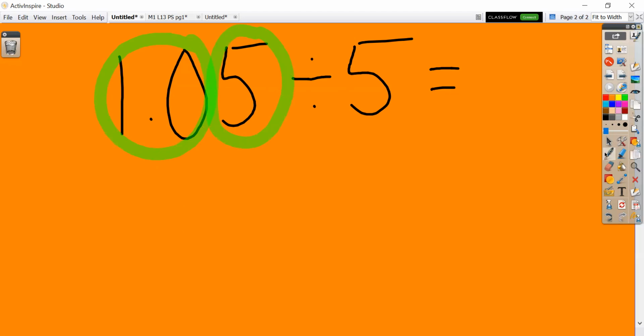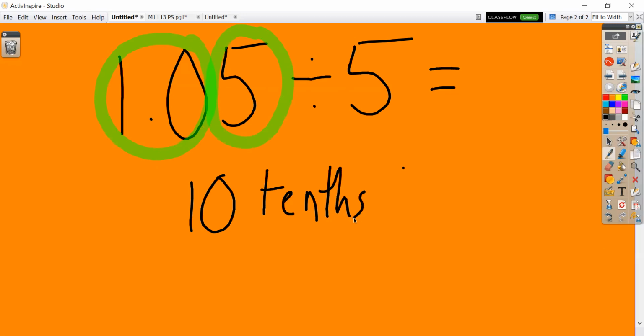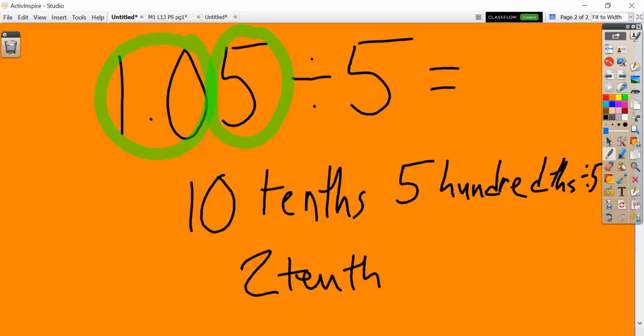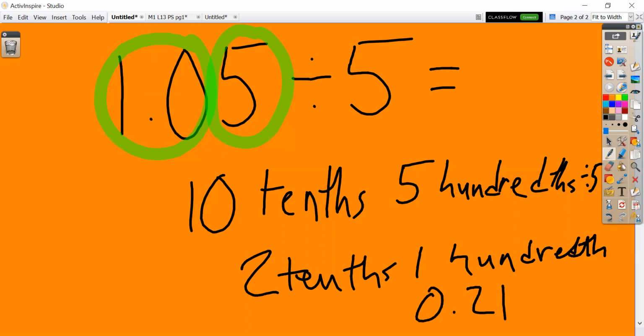As I'm writing this number down, I want you to think about, why would I decompose it to tenths and hundredths while I'm dividing by 5? Well, the answer for that is, do you see that they're easy multiples of 5? Well, 10/10 divided by 5 would give us 2/10. And 5/100 divided by 5 would give us 1/100. So the answer would be 0.21.